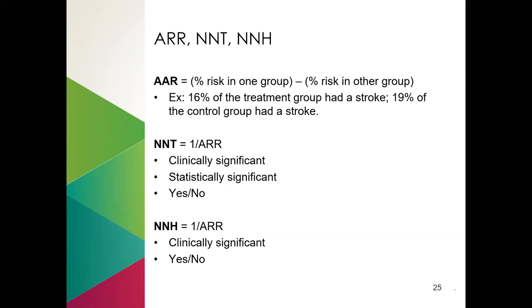And to calculate NNT for an outcome, the outcome has to be clinically significant. There has to be a statistically significant difference between the groups for that outcome. And it has to be a yes or a no. Like you either achieved that outcome or you didn't. So either some kind of event, some kind of characteristic, or a cutoff for a measurement.